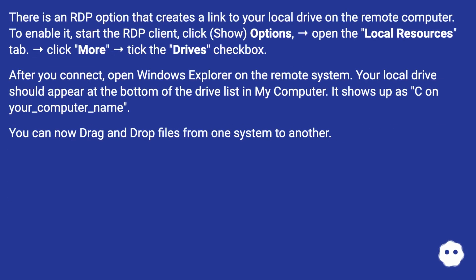There is an RDP option that creates a link to your local drive on the remote computer. To enable it, start the RDP client, click Show Options, open the Local Resources tab. Click More, tick the Drives checkbox. After you connect, open Windows Explorer on the remote system. Your local drive should appear at the bottom of the drive list in My Computer. It shows up as C on your_computer_name. You can now drag and drop files from one system to another.